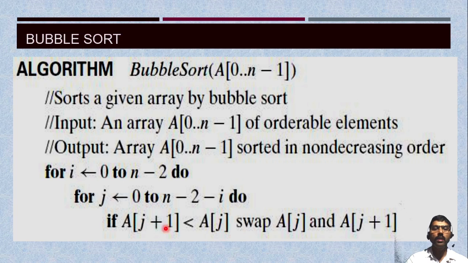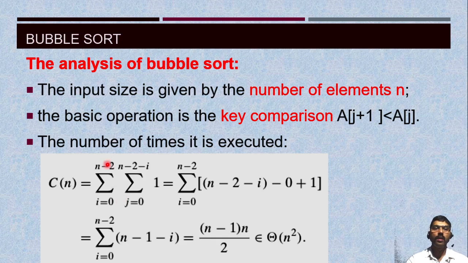If this comparison here is called the basic operation of the algorithm, because this will be executed more number of times. As the loop size increases, it will execute more. So this is called the basic operation. Next, we have to find out whether there is any best case and worst case. We found that there is no best case and worst case because iteration has to be done without any predetermination.